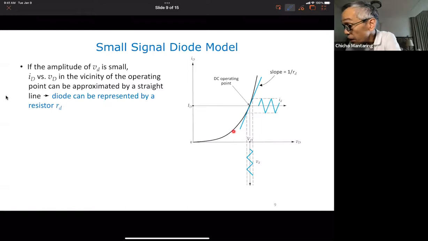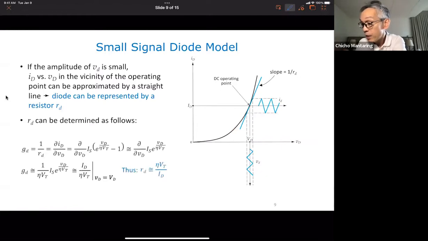Because if my operating point, for example, were somewhere here, then the slope of my line here would be different from the slope of my line here. So the value of R sub d changes with your operating point. But the important takeaway from this is that your diode can be represented by a resistor. And you can determine the value of R sub d by getting the partial of this expression.